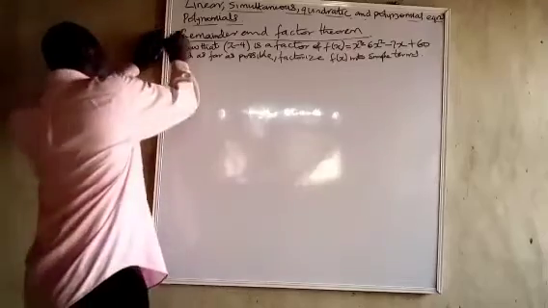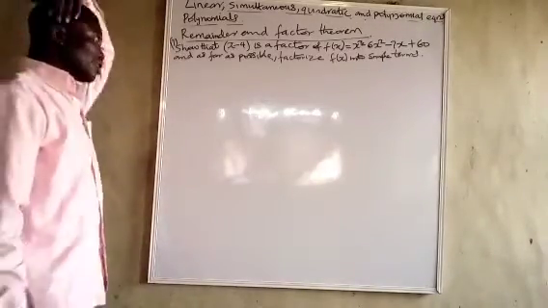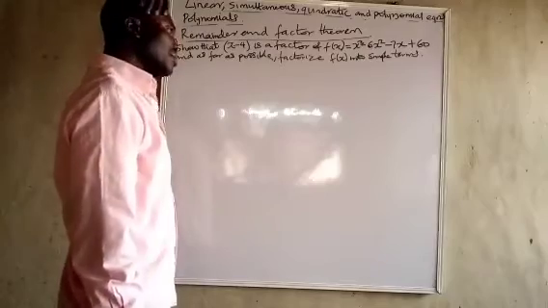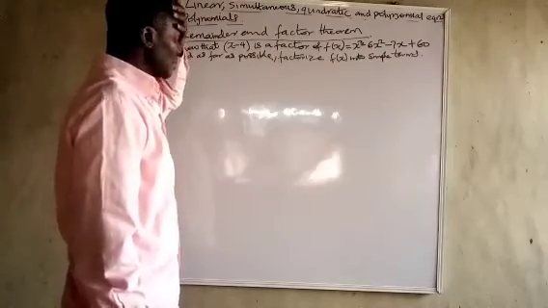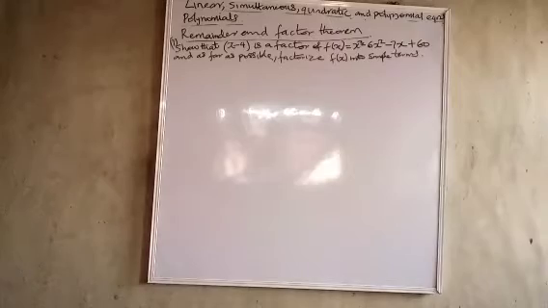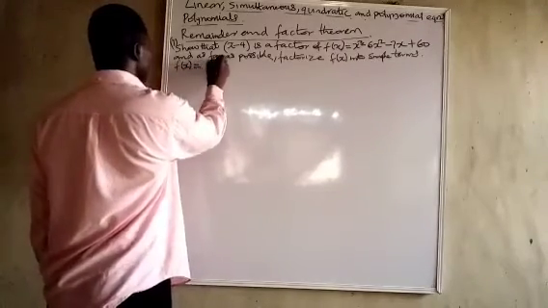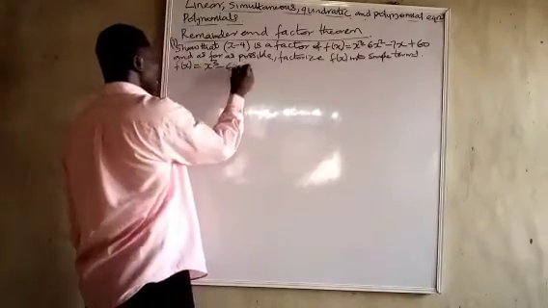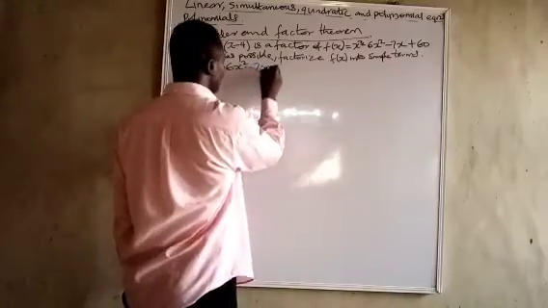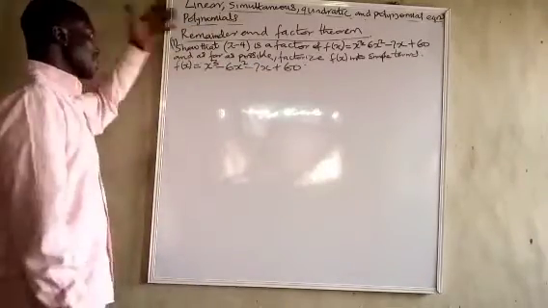Let's read this, just one of the applications of the factor theorem. Show that x minus 4 is a factor of f of x equals x cubed minus 6x squared minus 7x plus 60, and as far as possible, factorize f of x into simple terms. Let's see how it goes. We have f of x equals x cubed minus 6x squared minus 7x plus 60. We are now asked to show that x minus 4 is a factor.